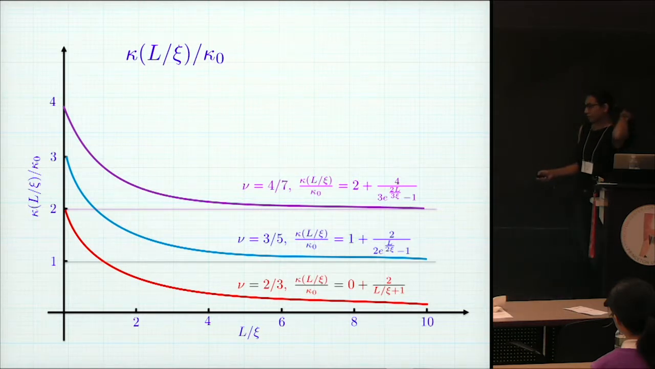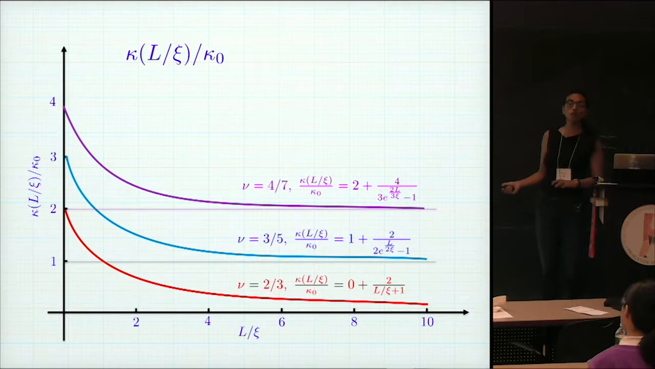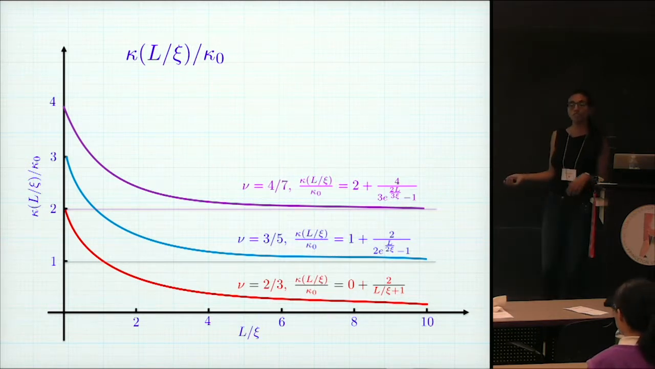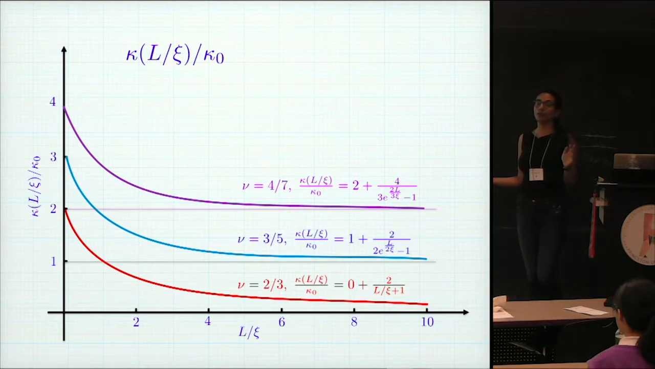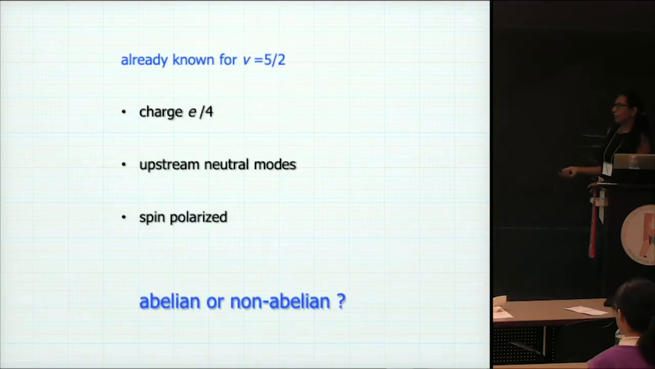Okay. So what this graph tells us is not only that the Kane-Fisher was right, but also that if we have bosonic neutral modes, they will be carrying equal amount of heat as electrons. This was a good information for us because we really want to look forward to some other kinds of neutral mode in the system, if at all possible. Okay, so this so far was the summary.